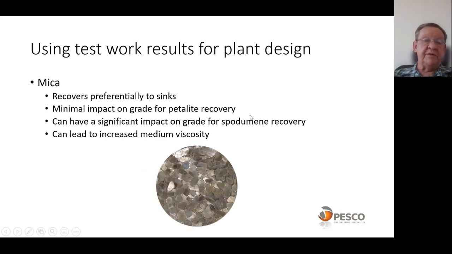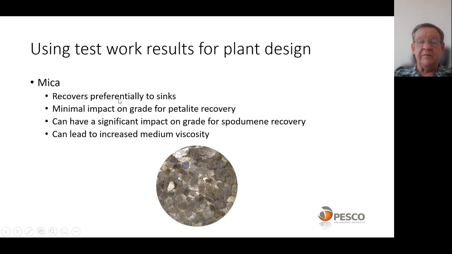Using test work for plant design, the third thing is mica. And there we have a picture of mica. You can see the mica flat, shiny crystals. The big problem with mica is, although it has a particle density, the density in the dense medium separation depends on the orientation of the particles, whether they orientate themselves vertical to the flow or horizontal to the flow. They recover preferentially to sinks.